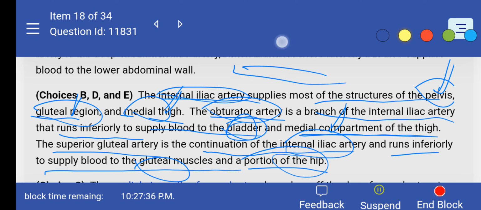Let's say this is the inguinal ligament. The external iliac artery gives rise to the femoral artery when it passes under the inguinal ligament. But the internal iliac artery continues as the superior gluteal artery, right? Okay.